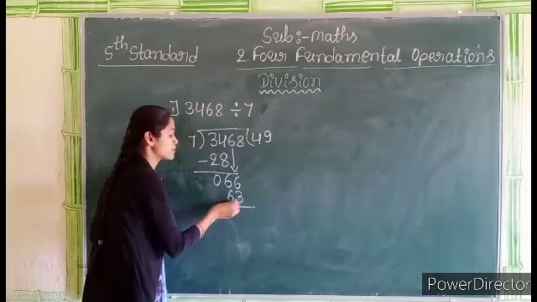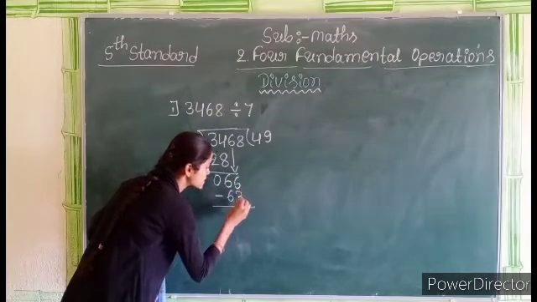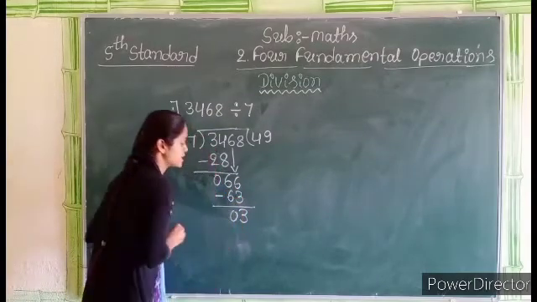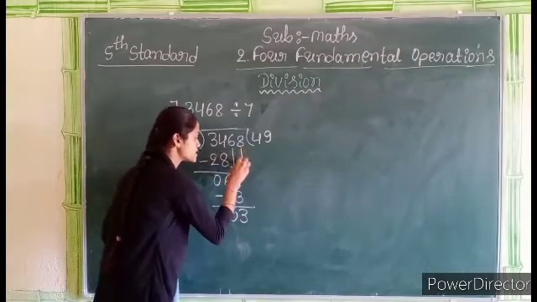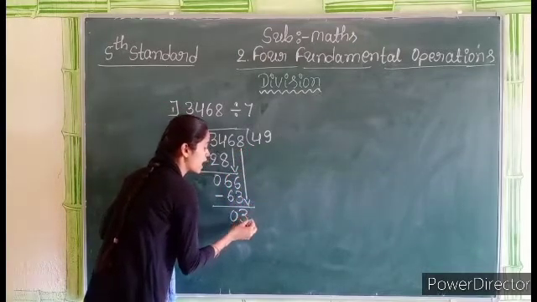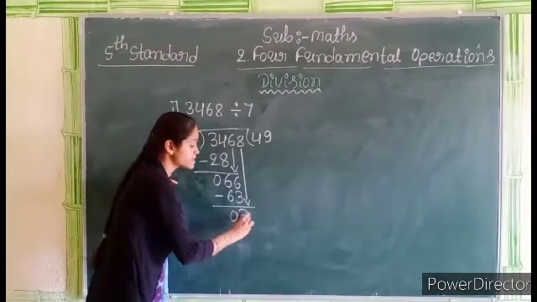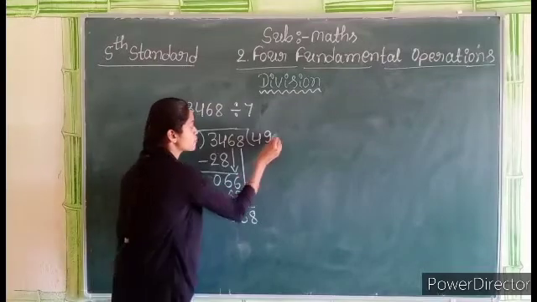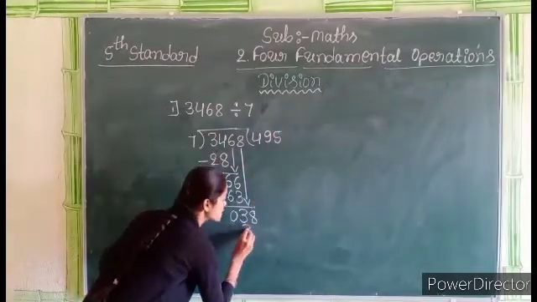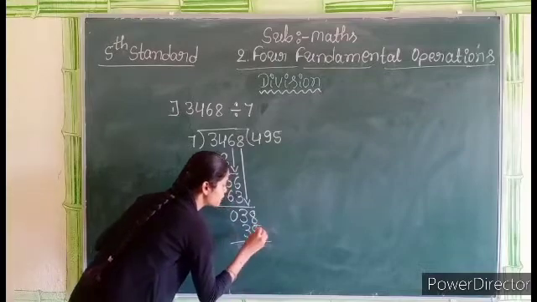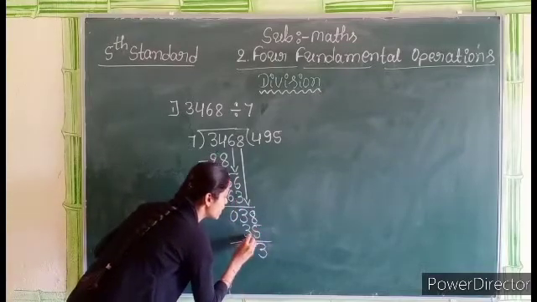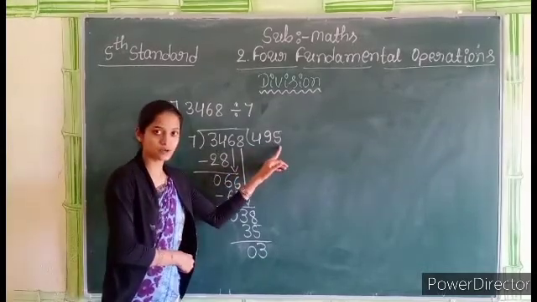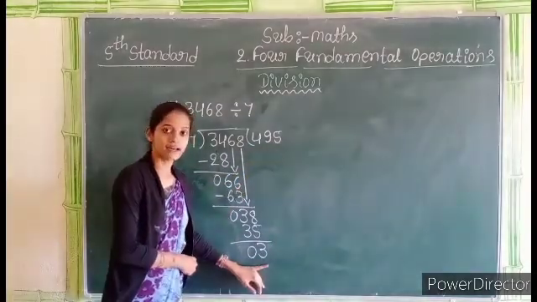63 should be subtracted from this 66. 6 minus 3, 3. 6 minus 6, that is 0. Now we have to bring down this 8, and 8 should be written right side of this 3. 7 5s are 35. 8 minus 5, 3. 3 minus 3, 0. We get 495 as quotient and 3 as remainder.